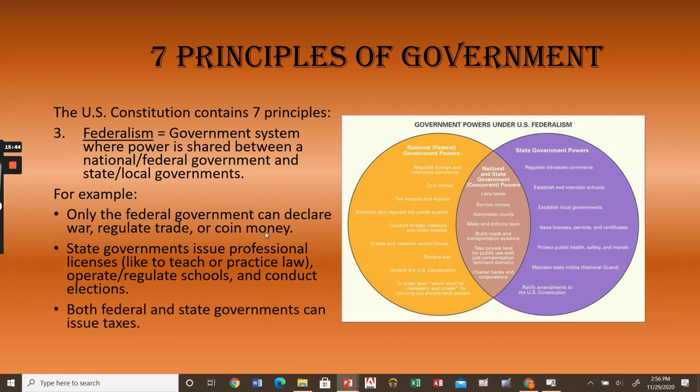And finally, remember, this is the sharing of power, so there are certain things that both governments can do. The easiest one to think of is issuing taxes. If you're going to have a government, it's going to need money to operate, so therefore it's going to have to tax. This was the whole problem with the Articles of Confederation. The federal government couldn't tax. So they could raise an army, or they could declare that we had an army, but they couldn't pay for it. So both federal and state governments can issue taxes. They issue separate kinds of taxes usually, but they do both issue taxes.